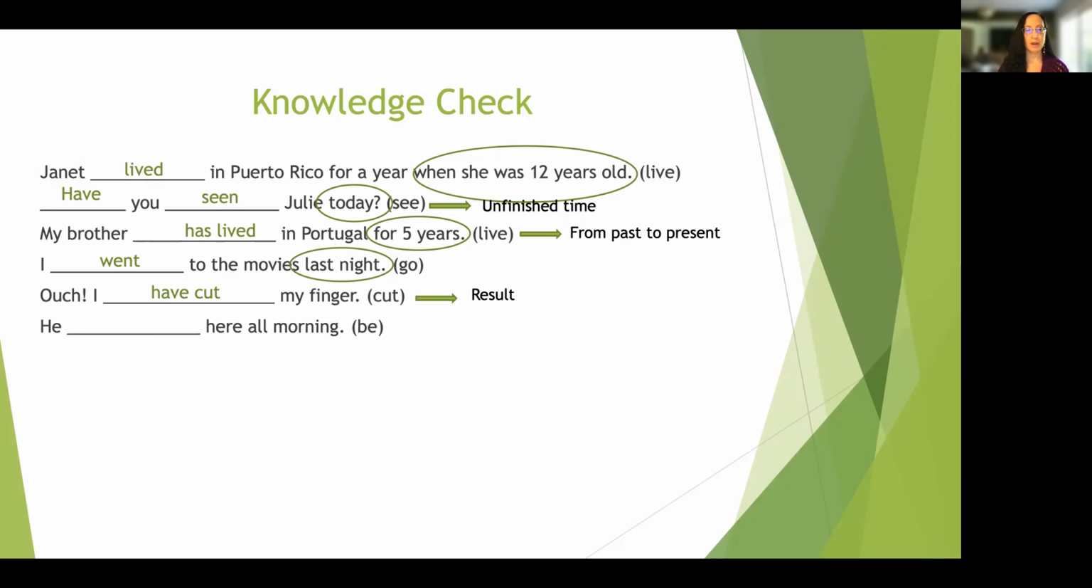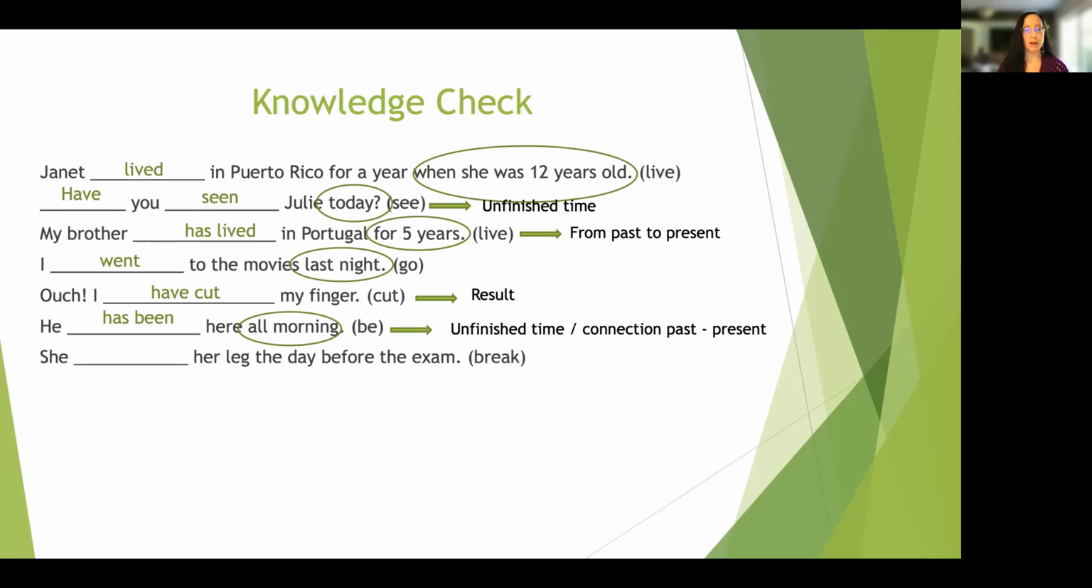What's the main verb here? Be or to be. He blank here all morning. Okay, giving you more hints. All morning. Unfinished time or connection from the past to the present. So you should get this one now. He has been here all morning. Fantastic.